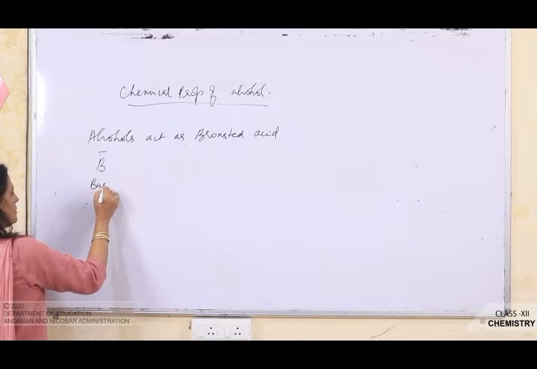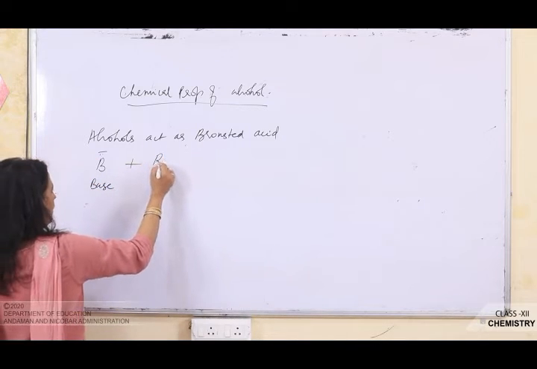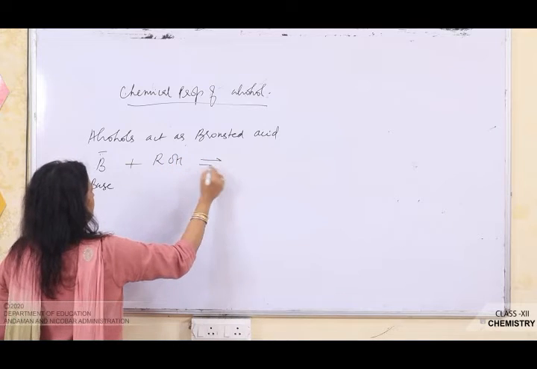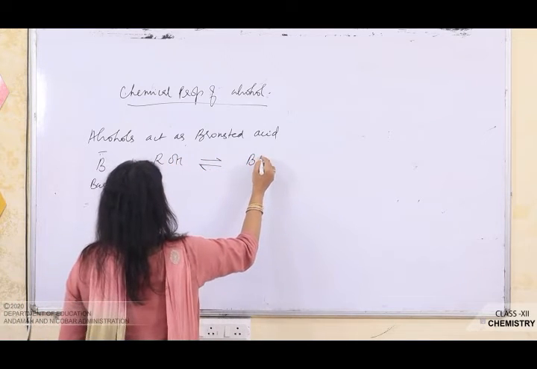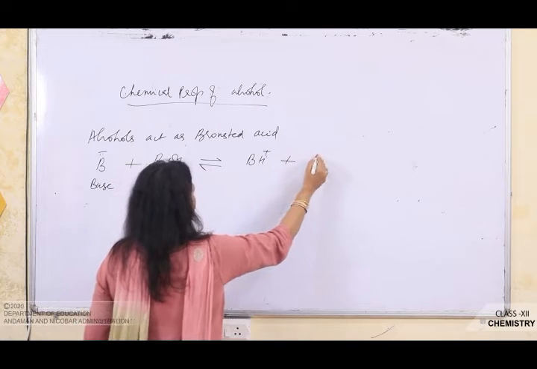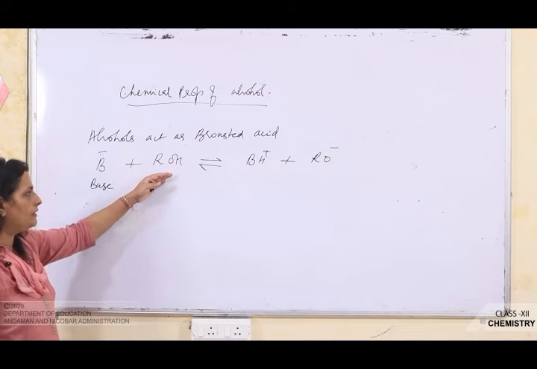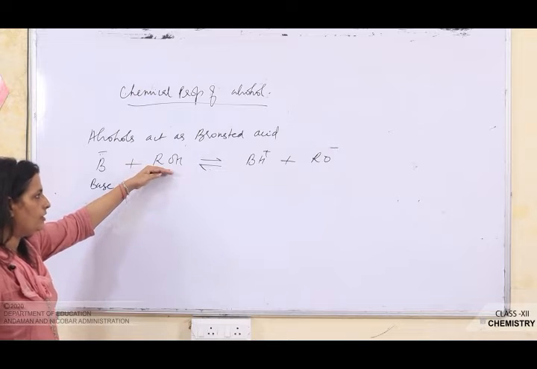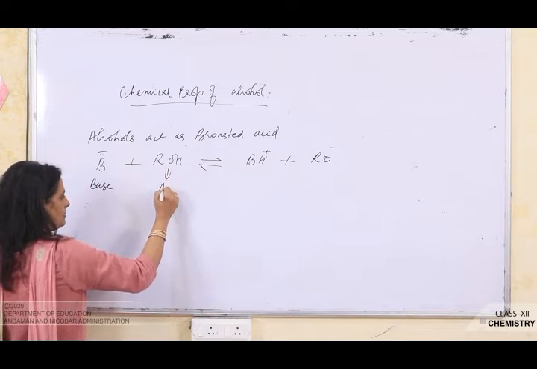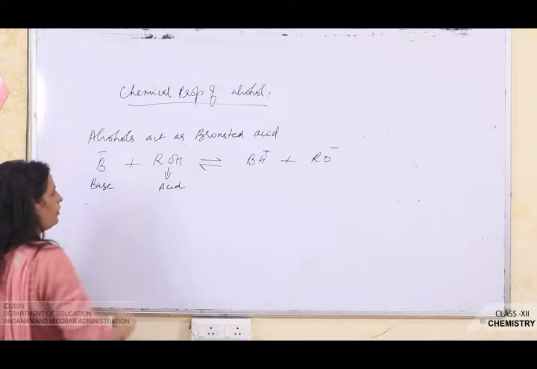This is a base. I am writing here ROH, and you are getting BH plus plus RO minus. Here, who has given the proton? This alcohol has given the proton. So, this is what? Acid. And who is accepting that proton?